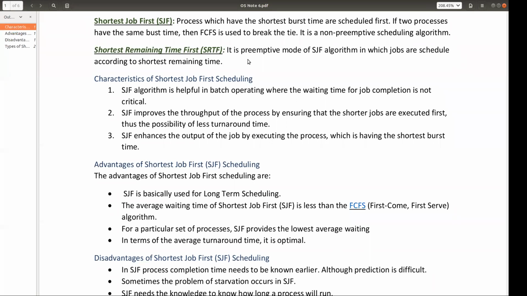And SJF enhances the output of the job, as written in the third characteristic point, by executing the process which has the shortest burst time. So these are the basic characteristics of SJF. And if you remember, I told you in the last class also that SJF is implemented for the long-term scheduling mechanism. In the short-term scheduling mechanism, we do not generally go for the SJF algorithm, and I have also asked you to find out the reason for that.